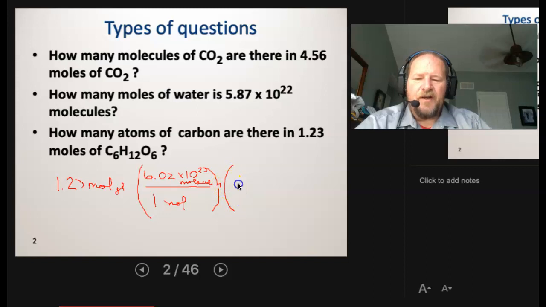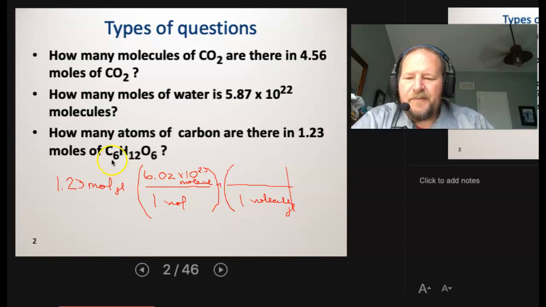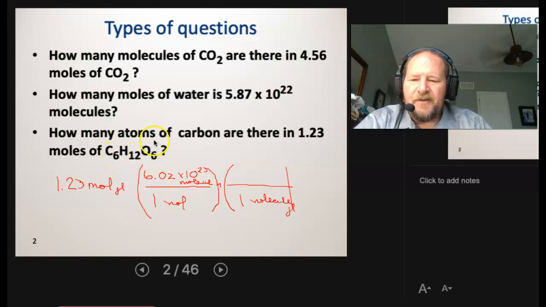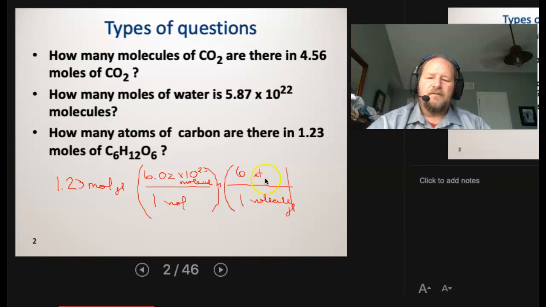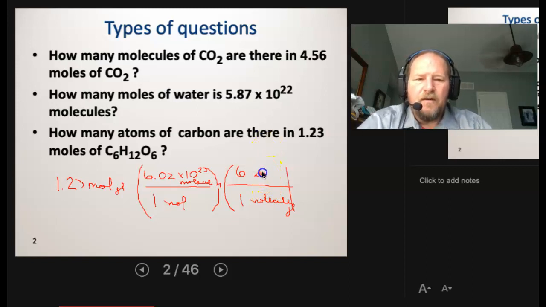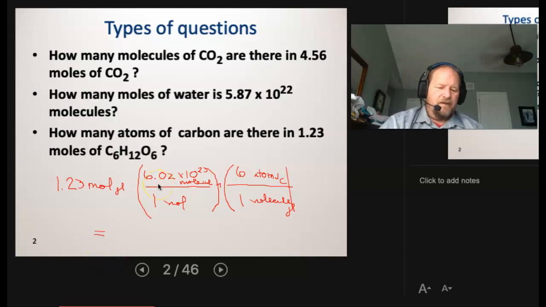And then I'm going to have a second bracket. And for every 1 molecule of glucose, we're going to get 6, right? Because if I look at the molecular formula, it's C6, and I'm looking for atoms of carbon. So that's going to be 6 atoms of carbon. So now I can run that through the calculator.